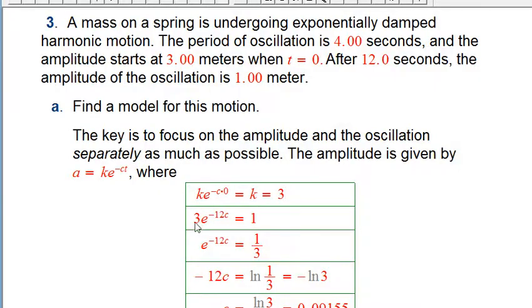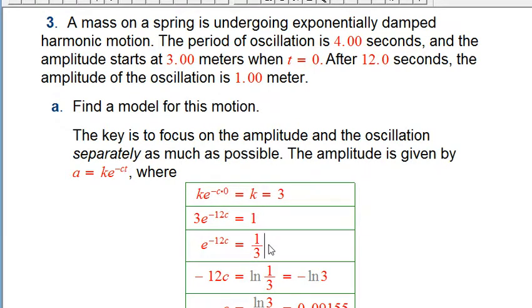Now we plug in the other value. We've got the 3, so this is known to be 3. So our model is 3 times e to the minus ct, and we don't know c, but we do know that when t is 12, the amplitude is 1. So this is the universal thing about modeling: plug in what you know to find an undetermined parameter in your model.